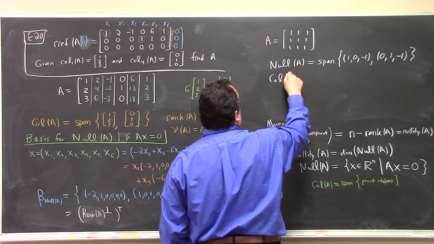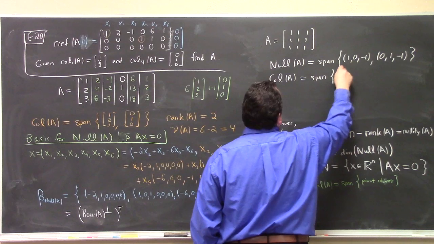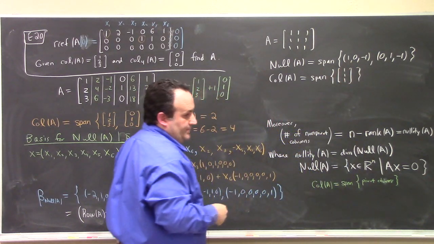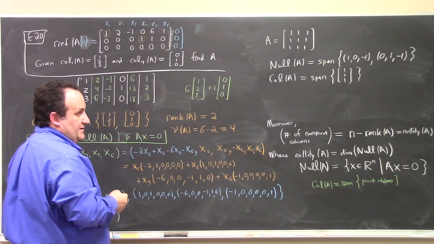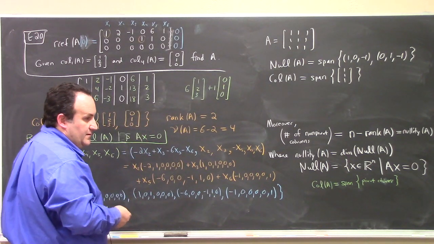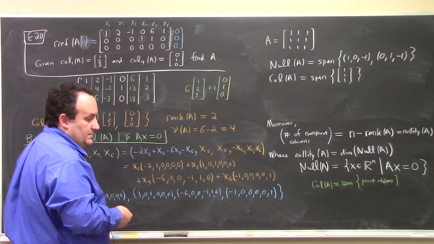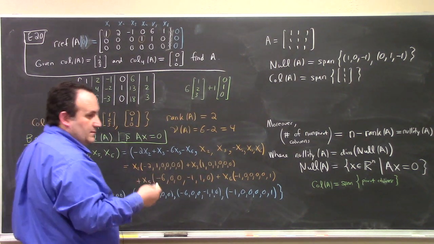Column space of A, span of 1, 1, 1. Now I can see that that's the null space because I can easily see that those two vectors dot product with the rows of A to give 0. Okay. But anyway.